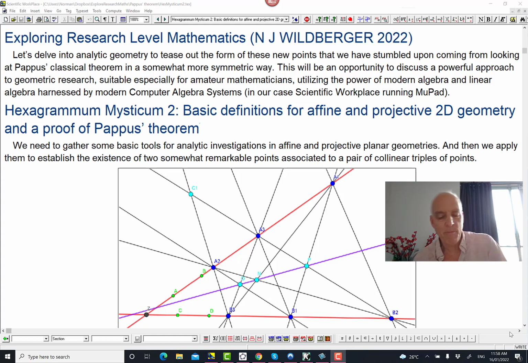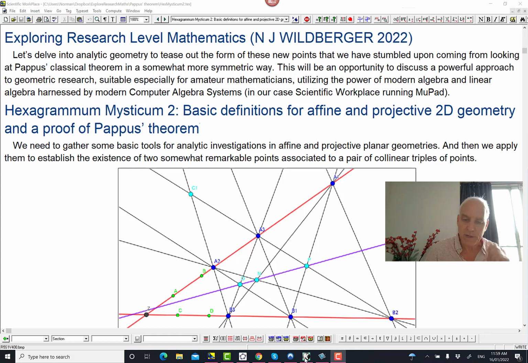We are exploring research level mathematics, particularly some projective geometry and affine geometry today, heading towards Hexagrammum Mysticum. And we're starting with Pappus's theorem, and I want to give a proof of that because I think it's really important to explain why this fundamental theorem is true. But that gives me also an opportunity to lay out some foundational definitions and, in fact, propositions that will be at the heart of our computational approach or analytic approach to affine and projective two-dimensional geometry. Okay, that's what we're going to do today.